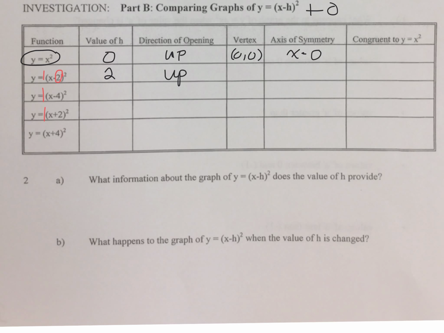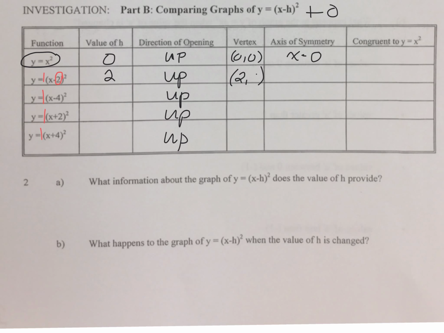What's the a value for all of these? So we can just fill that in. They're all positive. Okay. And where is the vertex located for the second example? If the value of h is 2, which way does this shift, left or right? Shifts to the right 2. So where's the vertex? It's (2, 0), and x is equal to 2.